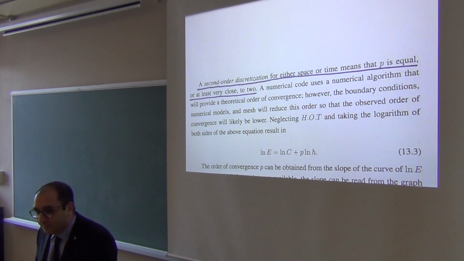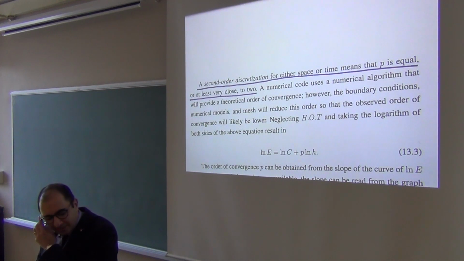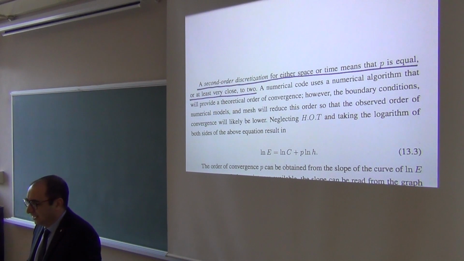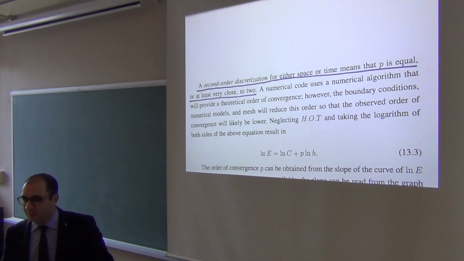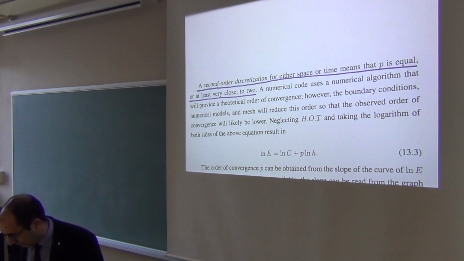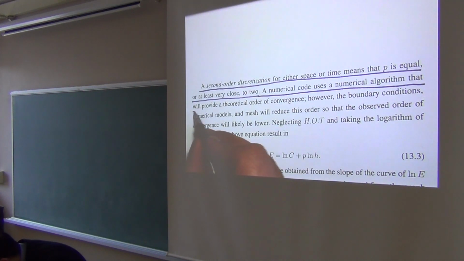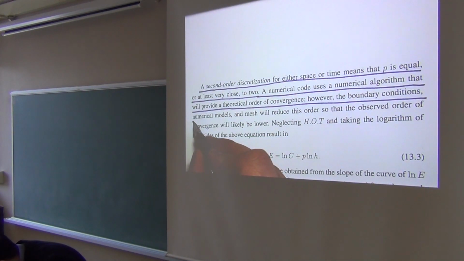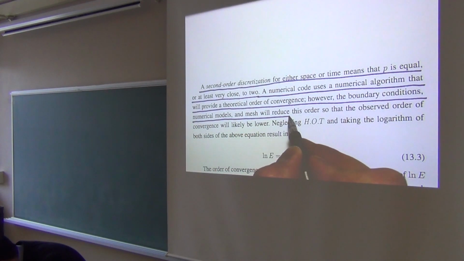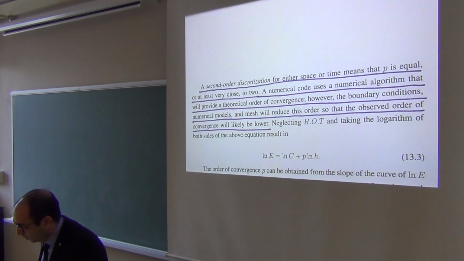Above second order, there are also third, fourth order. There's some fantastic schemes out there, but the numerical stability sometimes becomes a question for those. A fourth order scheme may have a very unstable numerical behavior. A numerical code uses a numerical algorithm that will provide a theoretical order of convergence. However, the boundary conditions, numerical models, and the mesh will reduce this order. So it will likely be lower.